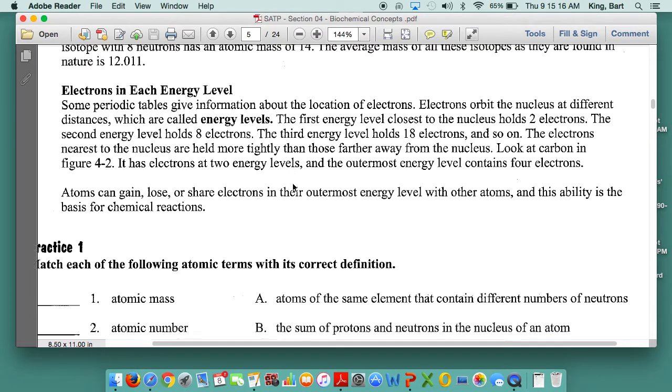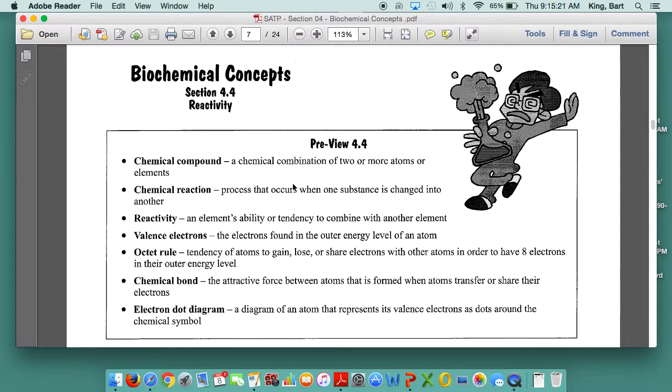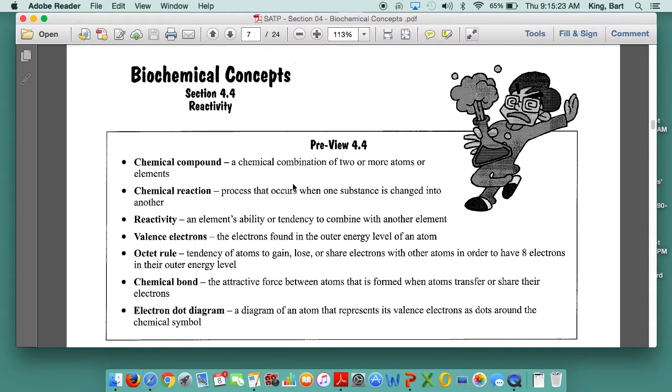All right, so that's 4.3. Now the stuff we just took a quiz on today, 4.4. We're going to play a game later called the octet game, called Crazy 8.